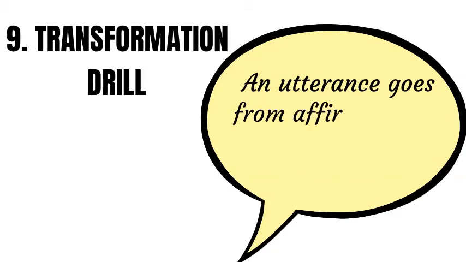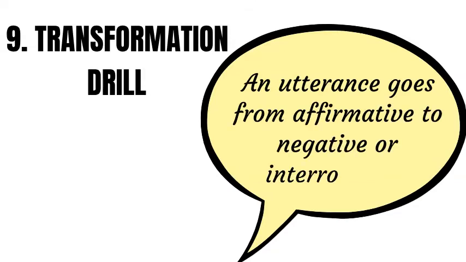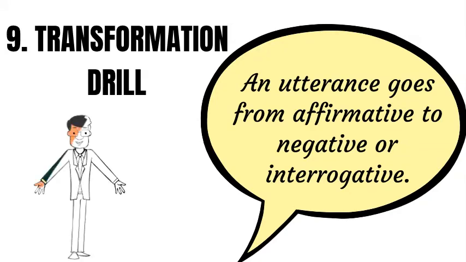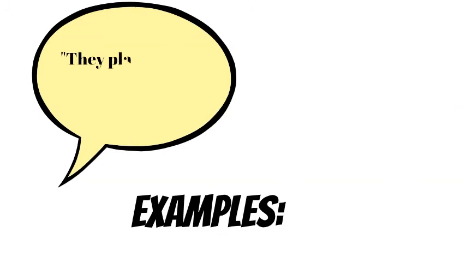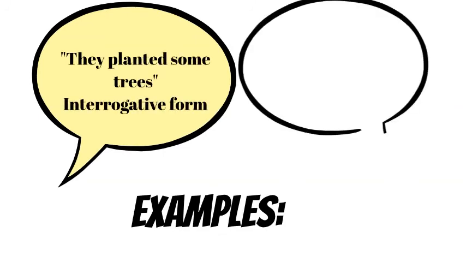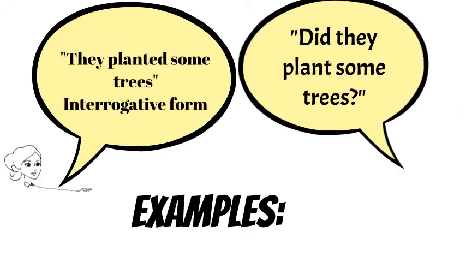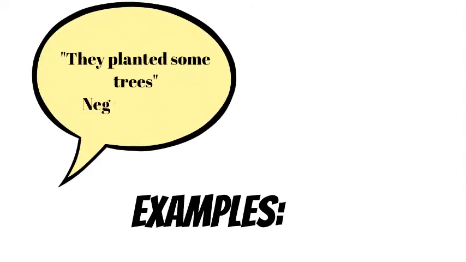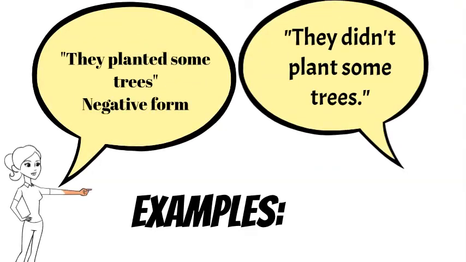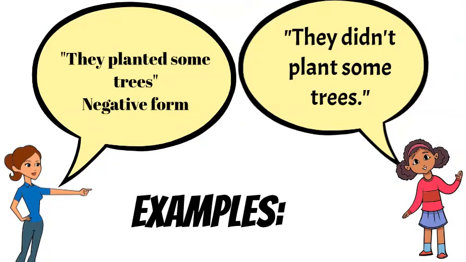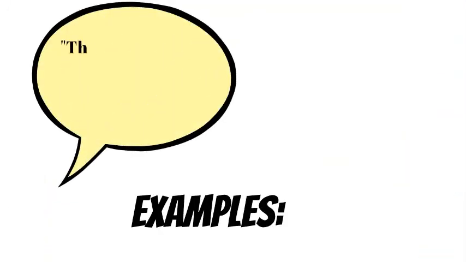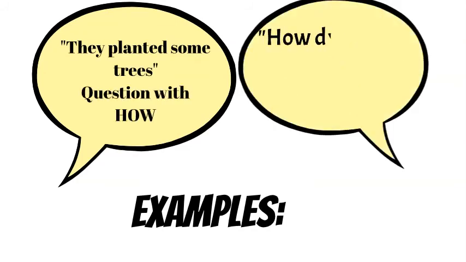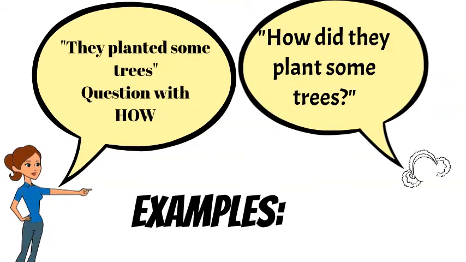Number 9, transformation drill. Here, a sentence is transformed by being made negative, interrogative, or when there's a change in tense, mood, voice, or modality. For example, the original sentence is, they planted some trees. So you want it in interrogative form. Did they plant some trees? Negative form. They didn't plant some trees. Using how. How did they plant some trees? Using second conditional. If they planted some trees.